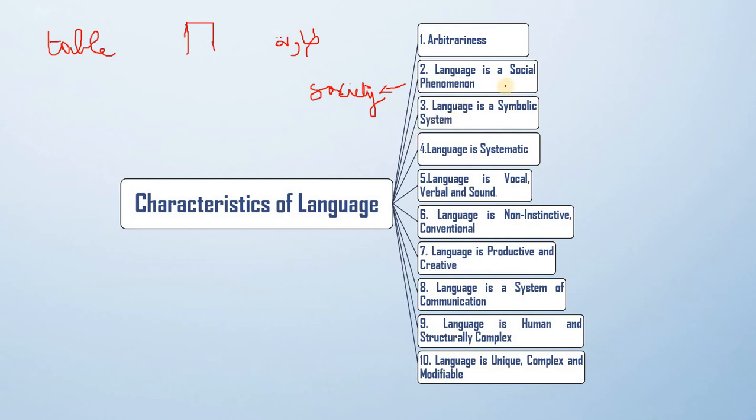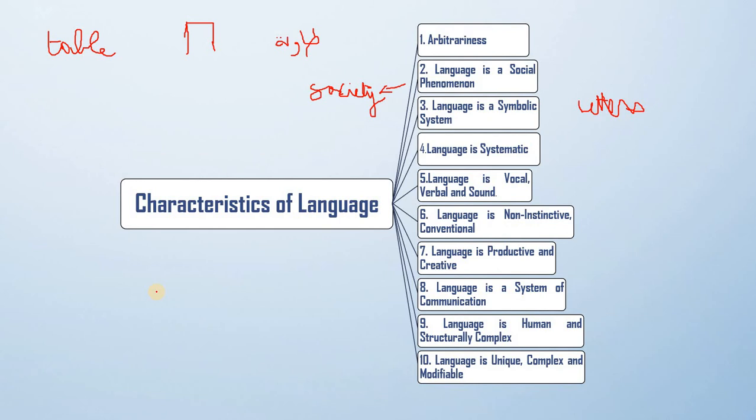Language is a symbolic system. It means the language has a symbolic system. For example, the letters are symbols for the language, especially in the written form, and for the spoken form too.